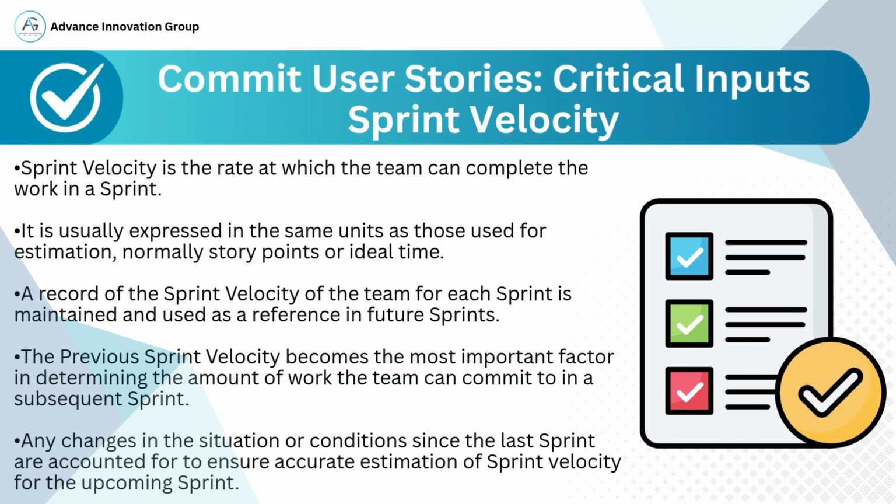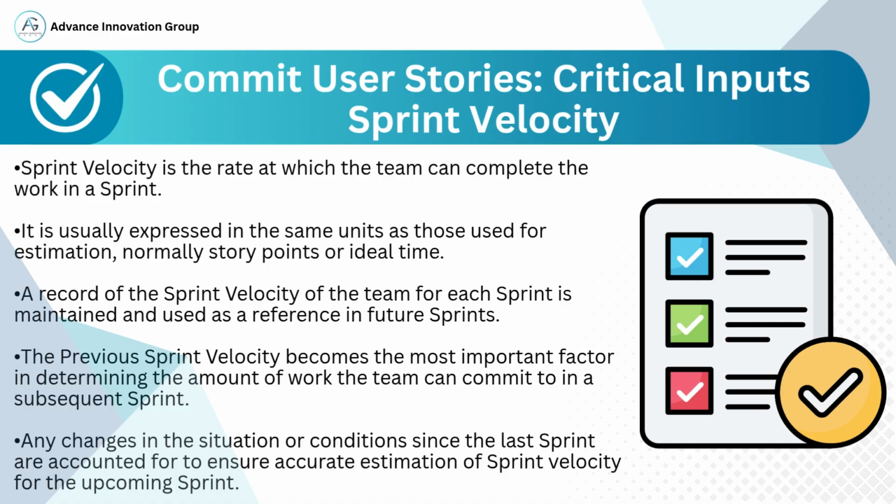This slide focuses on an extremely critical input when committing user stories: sprint velocity. Sprint velocity refers to the rate at which a Scrum team completes work in a sprint. It is a measure of team capacity and is typically expressed in the same units as estimation, such as story points or ideal hours. For example, if the team completes 30 story points in a 2-week sprint, then the sprint velocity is 30. This value acts as a baseline for future sprint planning.